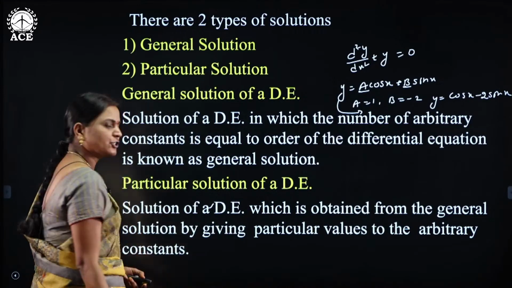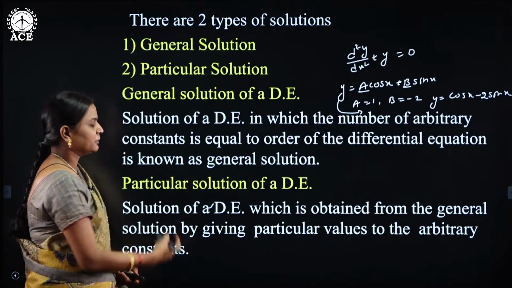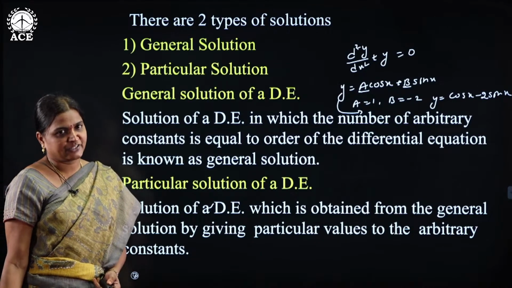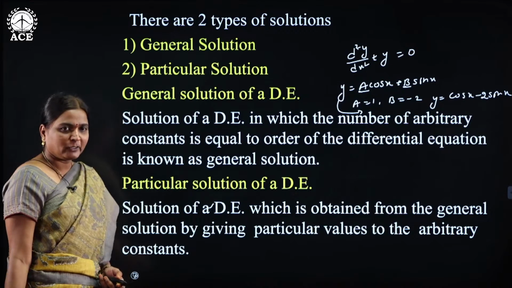What is a particular solution? It is nothing but a solution obtained from the general solution by giving particular values to the arbitrary constants. Such a solution is called a particular solution.